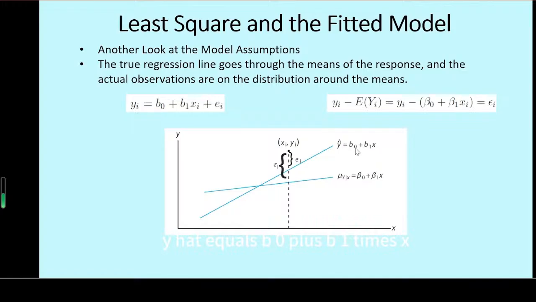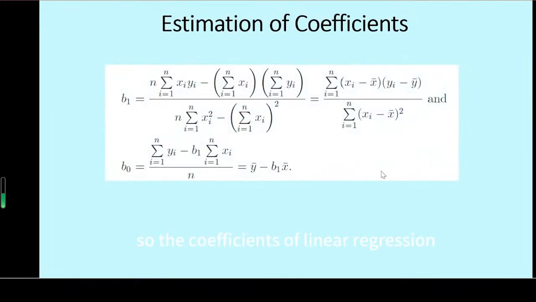Y hat equals b0 plus b1 times x. So b0, b1 are the coefficients of linear regression. And the difference between the real observations and the point on this line, called e1, is the error term. So the coefficients of linear regression, b1 equals this formula, and b0, the intercept, is this formula.